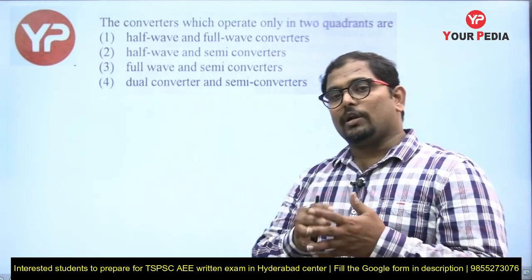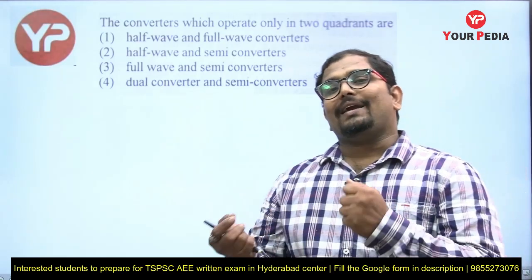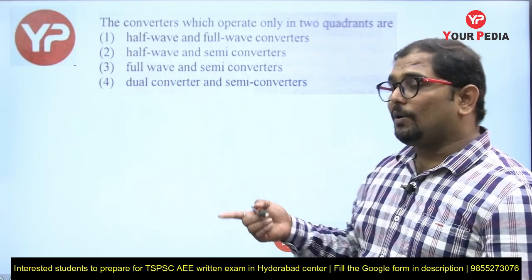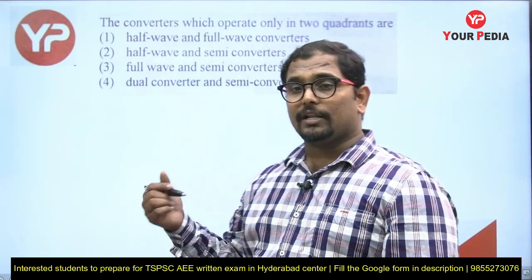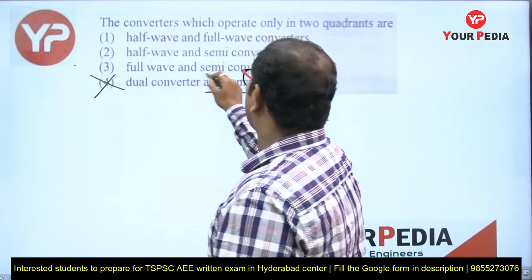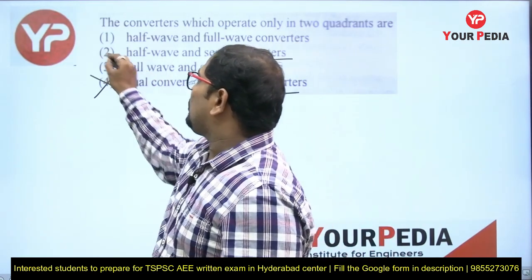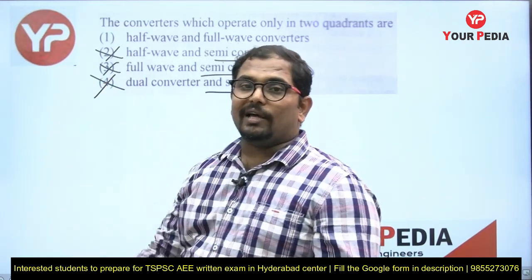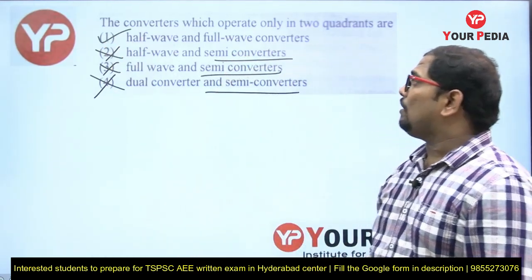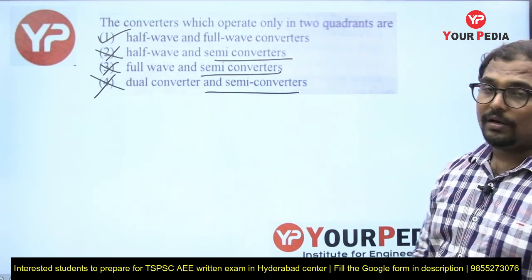In the remaining three quadrants you won't get any operation of the semi-converter because of the freewheeling action obtained by the devices. So whatever options consist of a semi-converter, you can eliminate directly. Here a semi-converter is there, here a semi-converter is there, here a semi-converter is there. So all the semi-converter options you can eliminate. The one and only leftover option is which one? Half wave control rectifier. Half wave and full wave converters both have two quadrant operation.